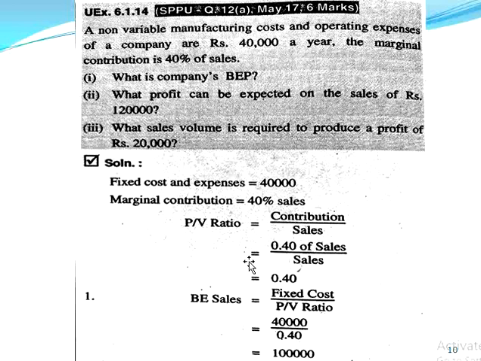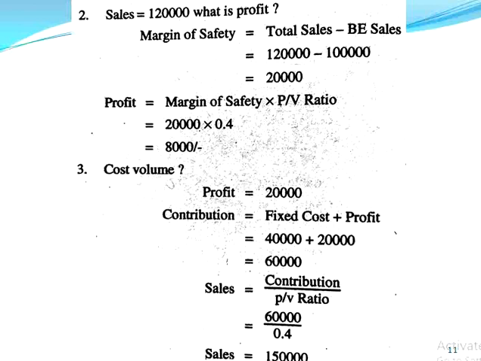First we calculate the break-even point. For that we require the profit volume ratio, which is contribution to sale. Contribution is 40% of sale divided by sale, so the answer is 0.40. Break-even sale is fixed cost upon PV ratio. Fixed cost is 40,000, PV ratio 0.40, so the answer is 1 lakh rupees. Since the fixed cost is in rupees, our answer is also in rupees.